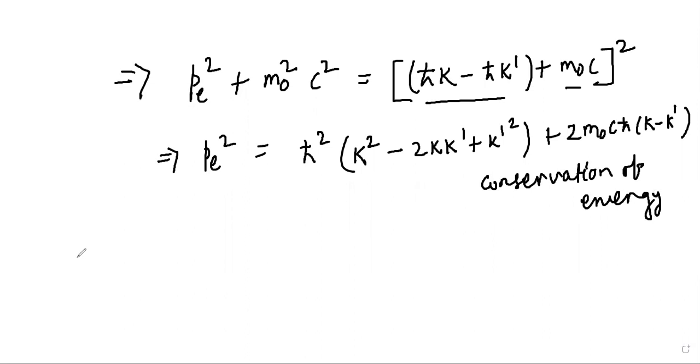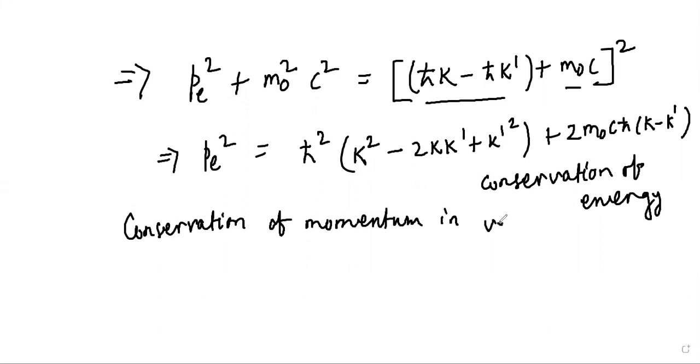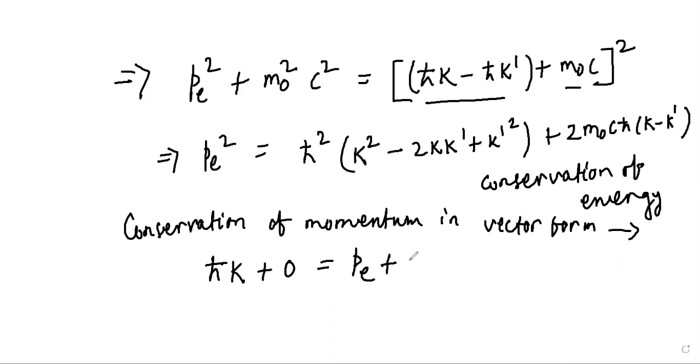Now let us use the conservation of momentum in the vector form. If you apply the law of conservation of momentum in vector form, then we can write the conservation of momentum as: ħk, that is the momentum of the incident photon. The electron was at rest, so its momentum was 0, is equal to pe, the momentum of the scattered electron, plus the scattered photon momentum, which is ħk prime, right?